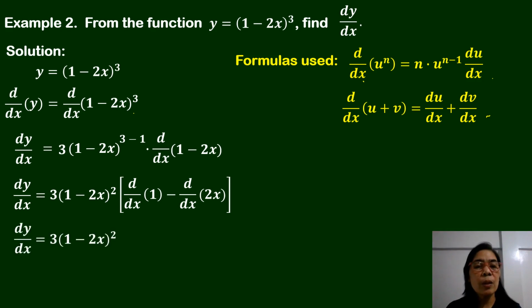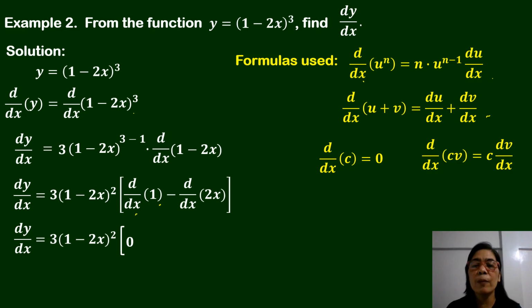Okay, so simplifying further, we just copy 3 times the quantity 1 minus 2x raised to 2, and we have again in here the derivative of 1. Since 1 is a constant, we again apply the formula, the derivative of a constant is equal to 0. So we have there 0, then we have minus the derivative of 2 times x.